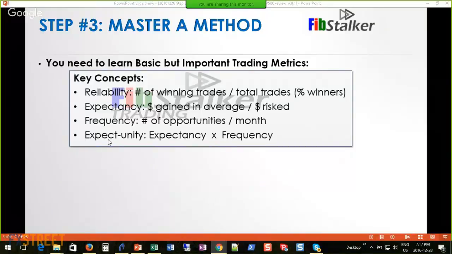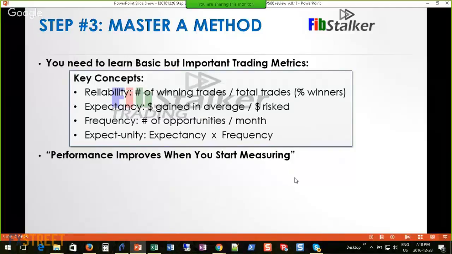Another important measure which is derived from the expectancy is the expecturity, which is really the expectancy times the number of opportunities in a specific period of time. In this case, I'm considering 1 month here. So obviously, the higher the expectancy, the better. The higher the frequency, which means the higher the number of opportunities or trades that satisfy that specific method, that specific trading edge, the better we are in the long term, and the better we are trading this system. Very, very simple concept.